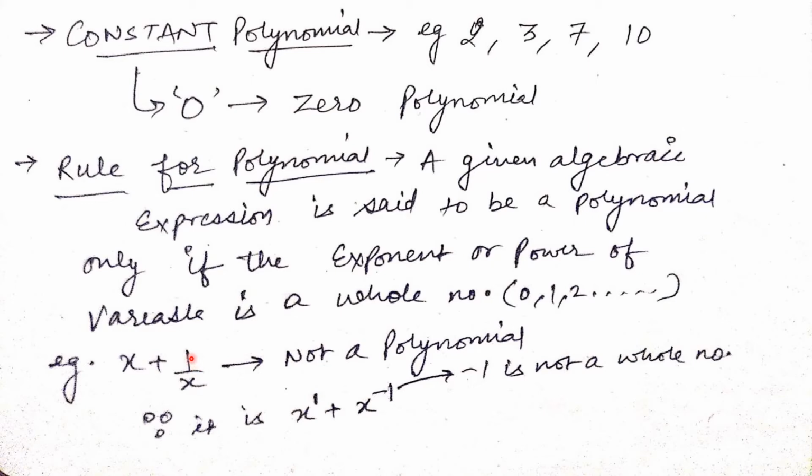When you bring it in the numerator, the power will become minus 1, because in the denominator it is plus 1 power, but when you bring it in the numerator, it becomes x power 1 plus x power minus 1. And you can see the power of this x is negative, hence it is not a whole number. So we can say this expression is not a polynomial. Let's see some more examples.